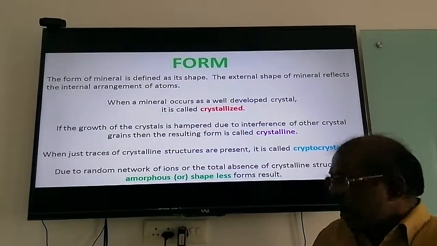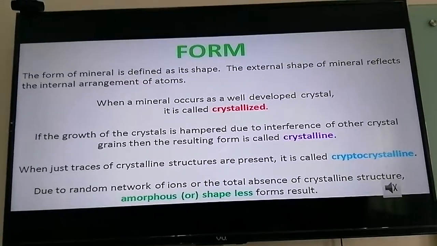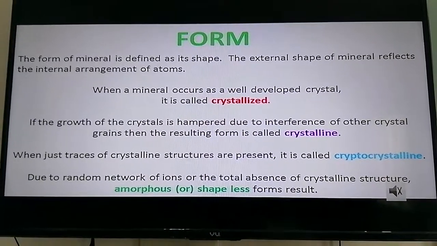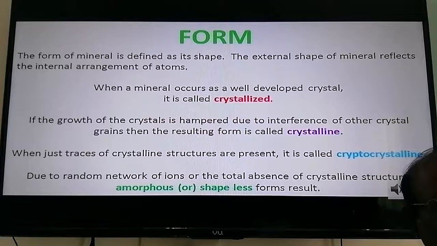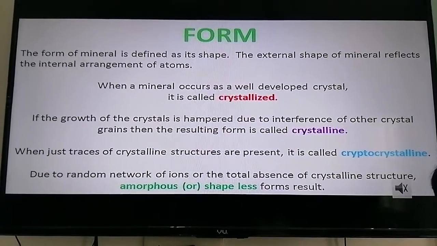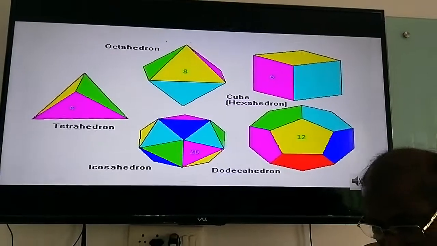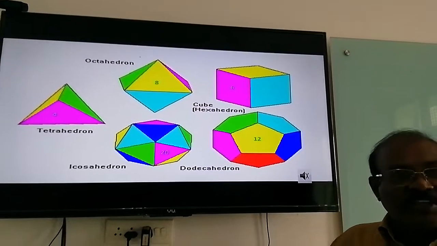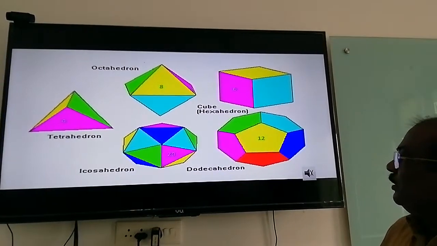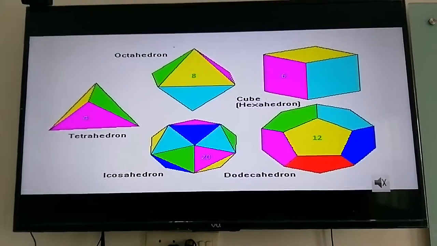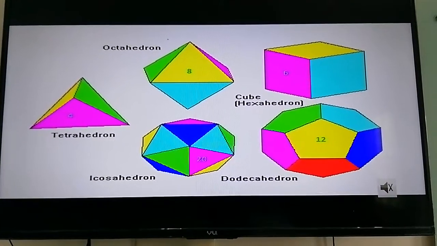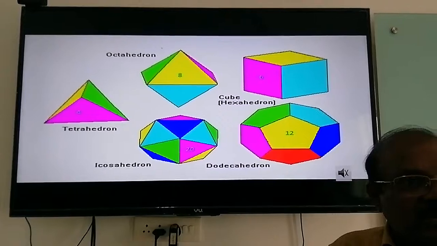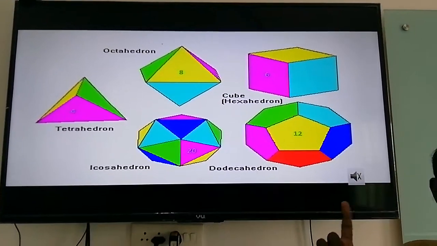And when just traces of crystalline structures are present, then it is called cryptocrystalline. And if there is no phase and total absence of crystalline structure, then it is called amorphous or shapeless form. Coming to another feature, before that, these are some of the important phases: cube, octahedron, dodecahedron, icosahedron, tetrahedron, where the phases are shown with the green color. Some of the minerals are sometimes characterized with the crystallized phases like this.